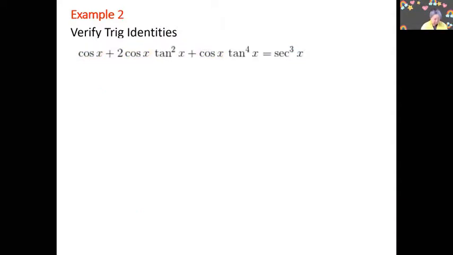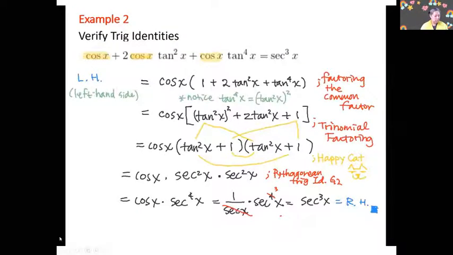So I will erase this. Also example number 2, and I already put the step-by-step explanation next to it too. I even put the happy cat explanation there. So later if you check it back, it's going to help you, okay?